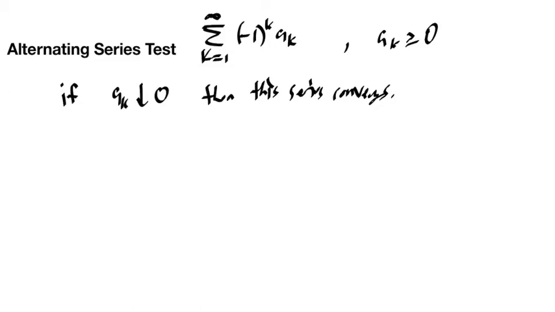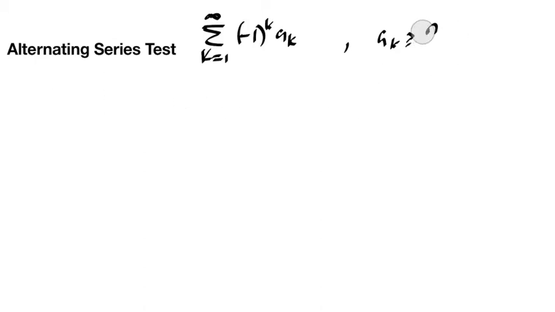The answer is yes, it approaches 0. Then it converges. Notice I have to have two pieces, right? I have to have that the a_k are each positive. They all have to be positive, and they all have to be decreasing, and then they have to be approaching 0. So I have to have all three of those pieces. If I have those three pieces, then my series is guaranteed to converge.